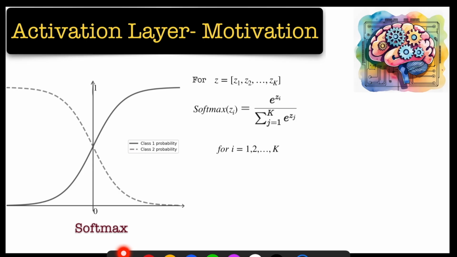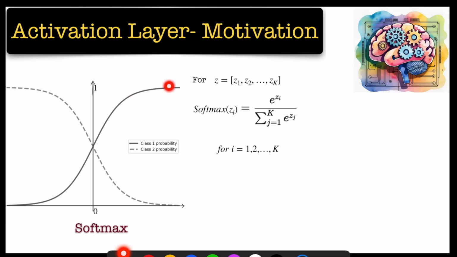And the next one is softmax. We have seen softmax used in multi-class classification. Consider Z1, Z2, up to Zk; these are the classes, right? And softmax of any Zi will be e to the power Zi over the summation of all e to the power Zj, right? So this gives the probabilities for all the classes, and these probabilities will sum up to 1.